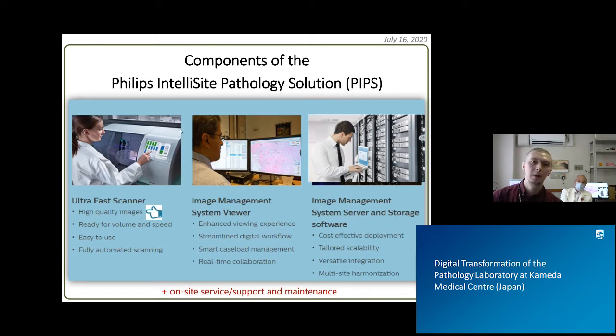It's important to know that the Philips solution, which is called Philips IntelliSite Pathology Solution, or PIPS, is not just a scanner. And this message I'm going to repeat several times during this presentation. Just to have a scanner is not enough. What is offered by Philips is not just a scanner. It also has an image management system viewer, and an image management system server, which offers storage software. And on top, what we have for sure is on-site service, support and maintenance coming from the vendor.